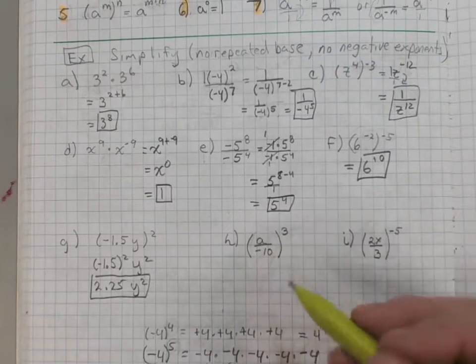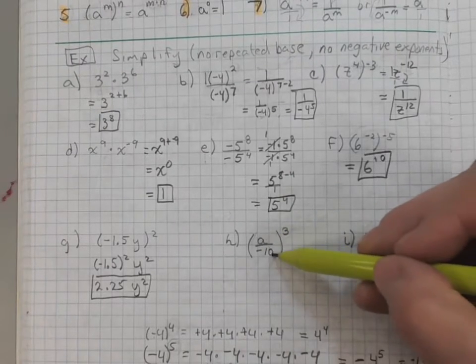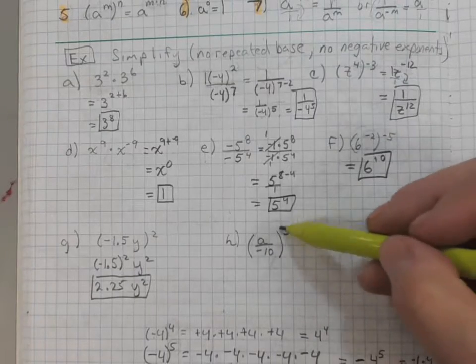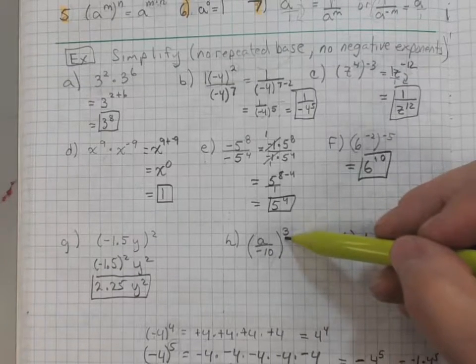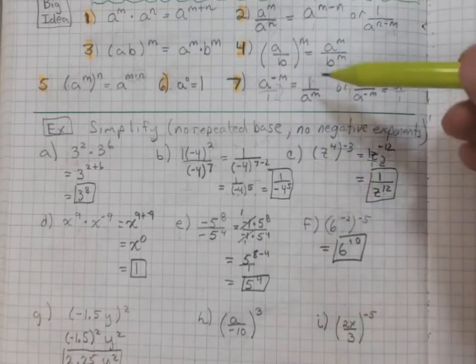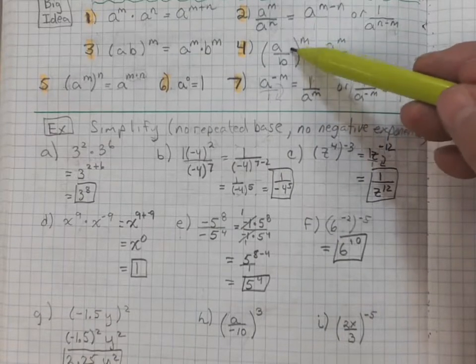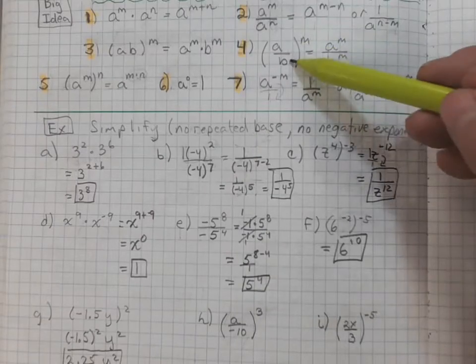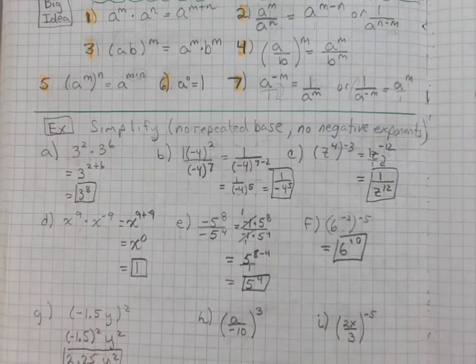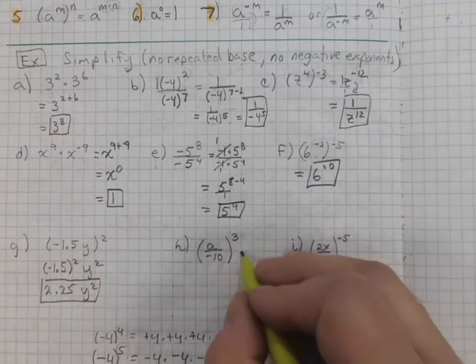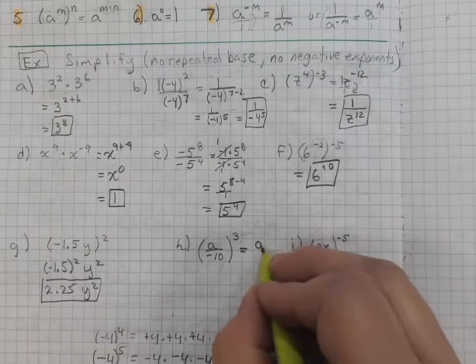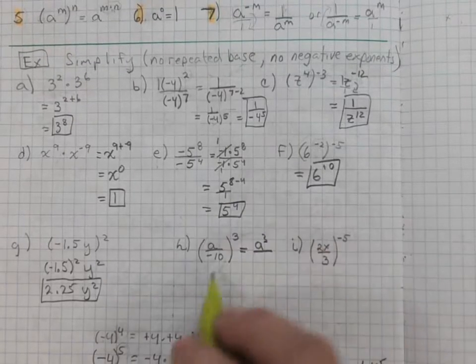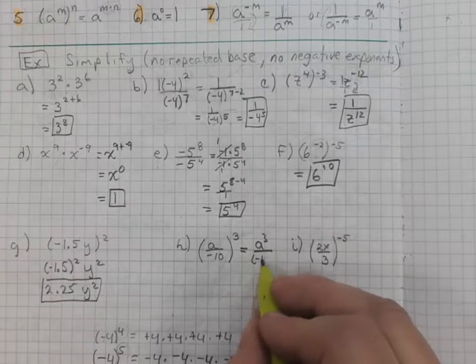I have a quotient. The bases are different. I have a base of a and a base of negative 10. My exponent is 3 on the outside of the grouping symbol. So that reminds me of rule 4. We haven't used this one yet, but it's just distribute that exponent. So the exponent is going to be distributed to both bases. So let's start with that. I'm going to take a to the 3rd power and negative 10 to the 3rd power.